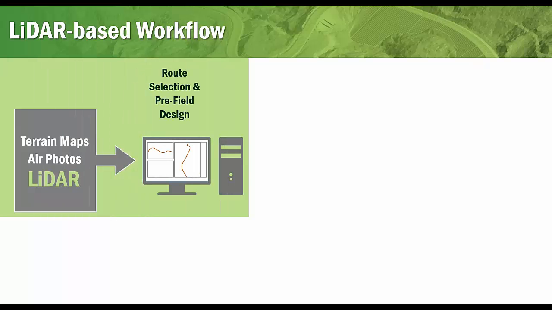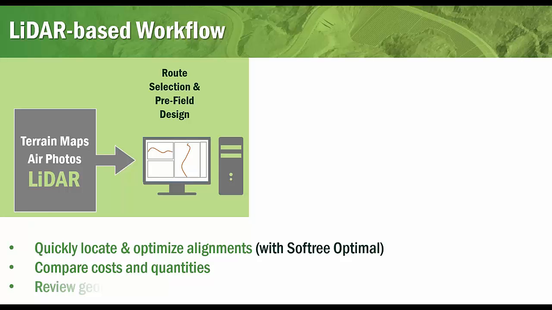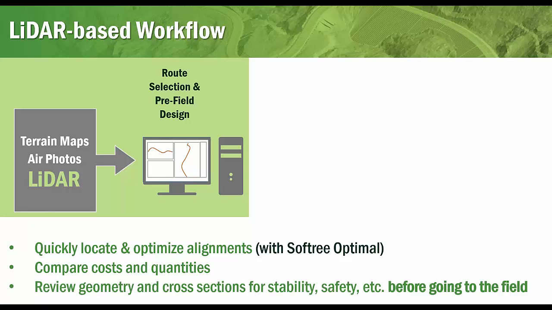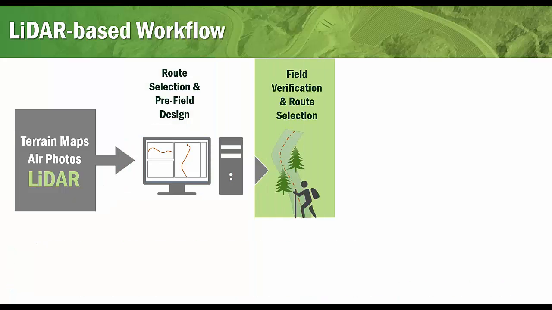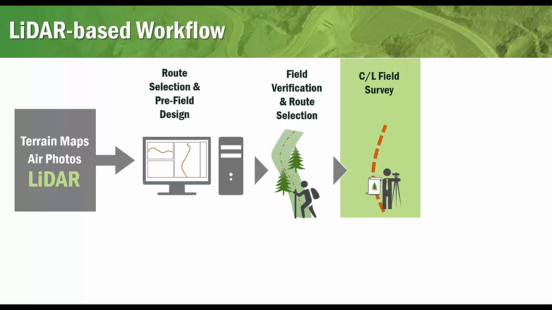This is made possible using a new LiDAR-based workflow, which involves using terrain maps, air photos, and LiDAR in your pre-field design stage. And then before the field verification, you can quickly locate and optimize your alignments with Softree Optimal at this point, have some preliminary costs, and also do a review of your geometric design or a preliminary geometric design before going into the field. Then the field verification and route selection and your centerline survey, field survey are done as before.